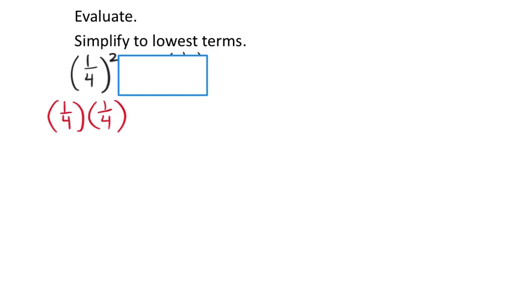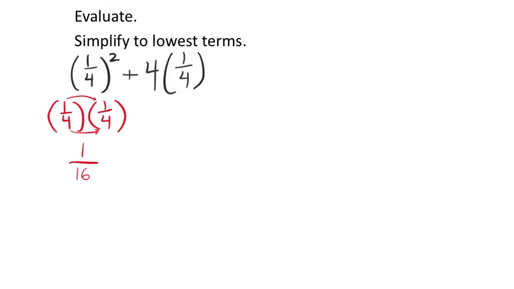Now I'm dealing with fraction multiplication. In the numerator, I would have 1 times 1, which is 1. And in the new denominator, 4 times 4 would be 16. Now that simplifies completely the exponent of 2. So now that I have that, let's see what else we had. We've got plus the 4 times 1/4.